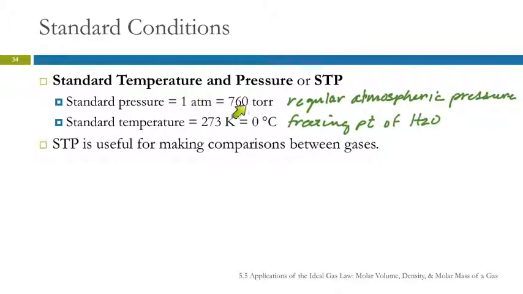1 atmosphere is 760 torr. That's that relationship we should remember. And 0 degrees Celsius is 273. See there, they're being sloppy and leaving out the 0.15, 273 Kelvin.